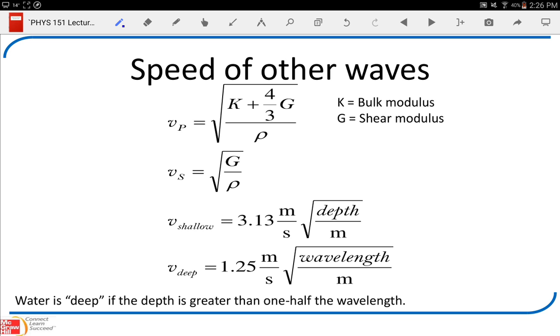And now here's a good question for you. What's the definition of a shallow water wave versus a deep water wave? The differentiation is if the water is deeper than a half wavelength, then it's going to be a deep water wave. If the water is less than half a wavelength, it's a shallow water wave.